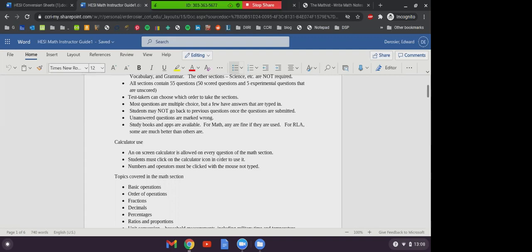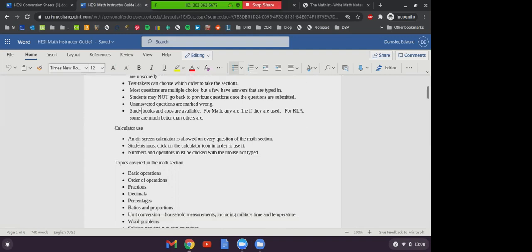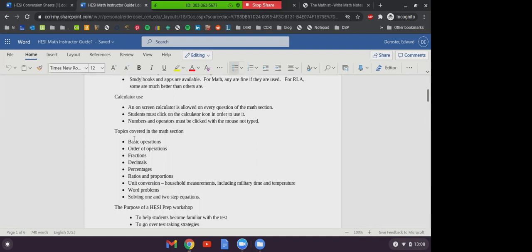Again, calculator use. The great news about the HESI that gives a lot of people relief is that you can use a calculator for every single question. Every single question. So that's a wonderful thing.